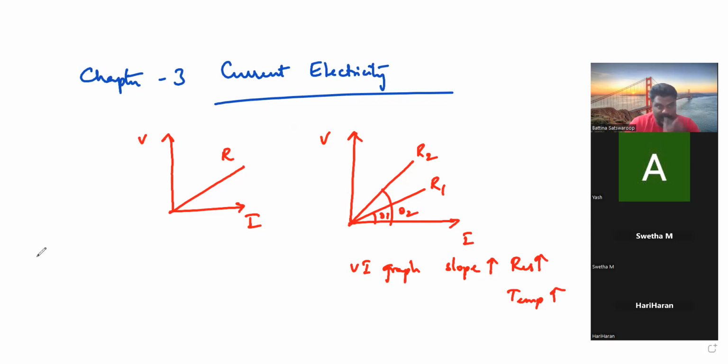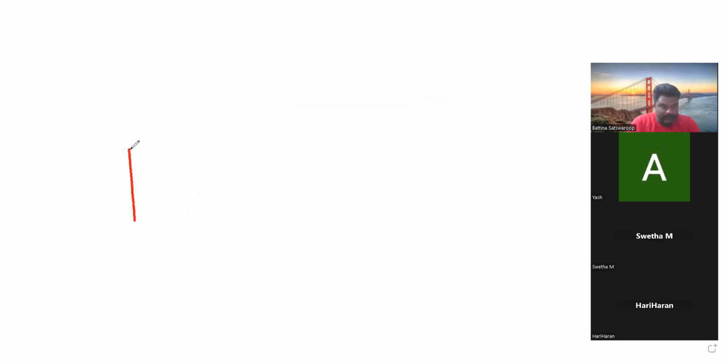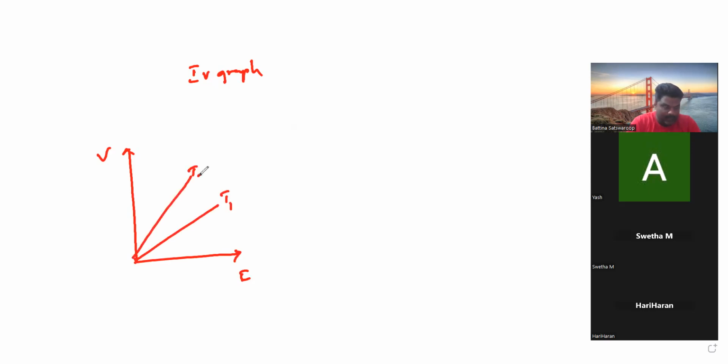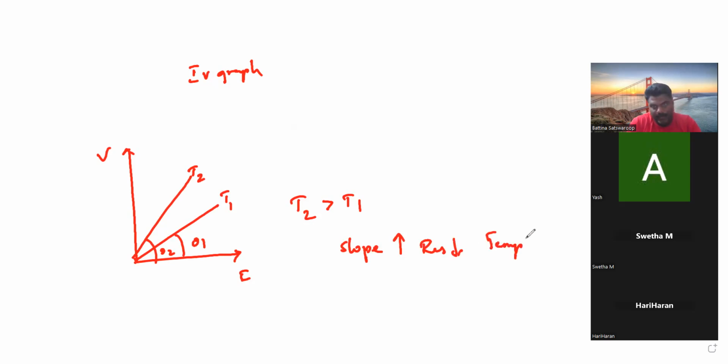If I have to plot temperature instead, plotting for the IV graph. This is T1, this is T2, so theta 2, theta 1. So T2 will be greater than T1. So in the IV graph, the slope will be greater, resistance will be lesser, then temperature will also be lesser, right?